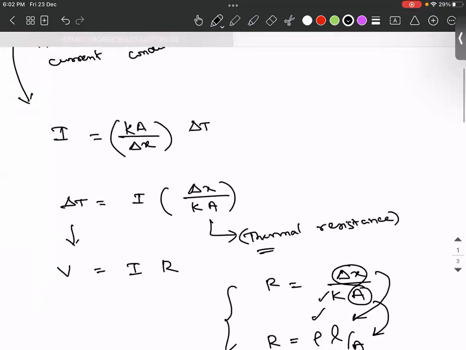Make a note. Q by t is the amount of heat flowing per unit time. What is current? Amount of charge flowing per unit time. It's simple. If that I is confusing you, you can take it as H, so that you remember H as heat flowing. There is no specific notation. I'm only trying to connect the dots.